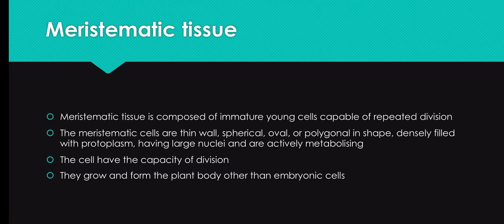Meristematic tissue. Meristematic tissue is composed of immature young cells capable of repeated division. The meristematic cells are thin walled, spherical, oval, or polygonal in shape, densely filled with protoplasm, having large nuclei and are actively metabolizing. The cells have the capacity of division. They grow and form the plant body other than embryonic cells.